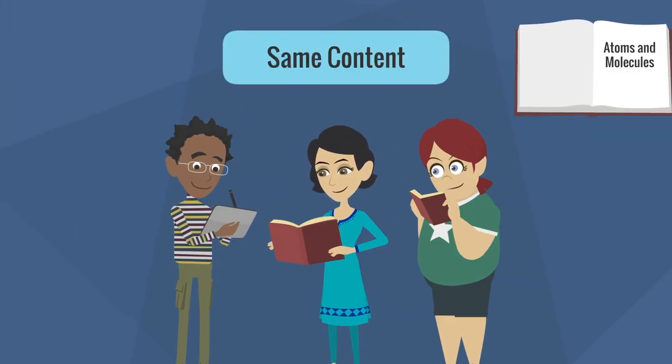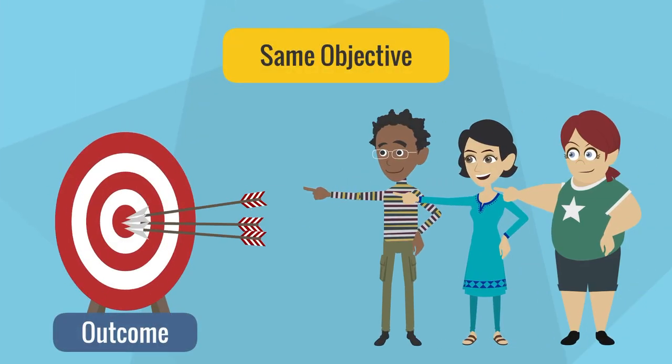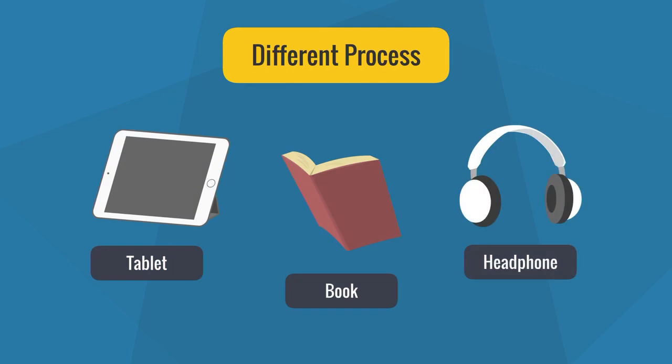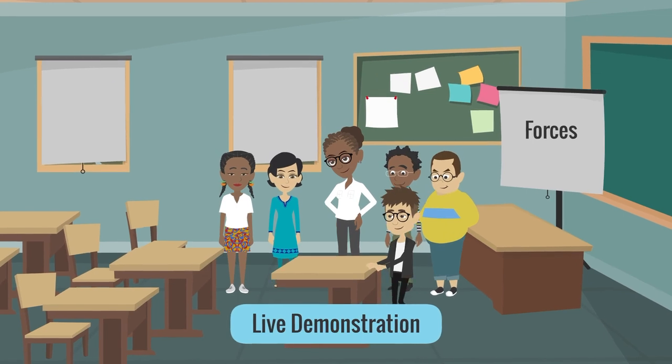Think of it like this. Same content means everyone's learning the same topic. Same objective means everyone's aiming for the same outcome. Different process means that the way they get there depends on what helps them most. Let's bring that to life with an example.